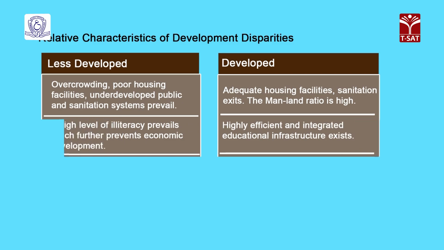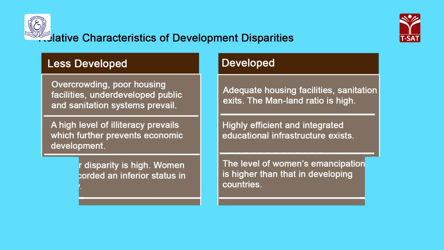A high level of illiteracy prevails, which further prevents economic development. On the other side, a highly efficient and integrated educational infrastructure exists. Gender disparity is high. Women are accorded an inferior status in society. On the other side, the level of women's emancipation is higher than that in developing countries.